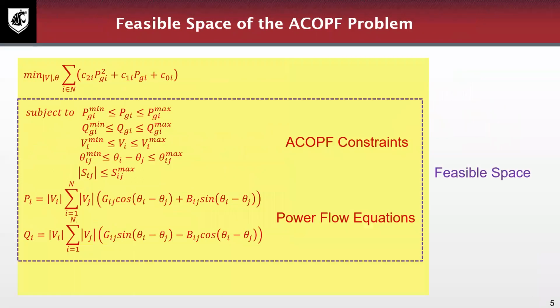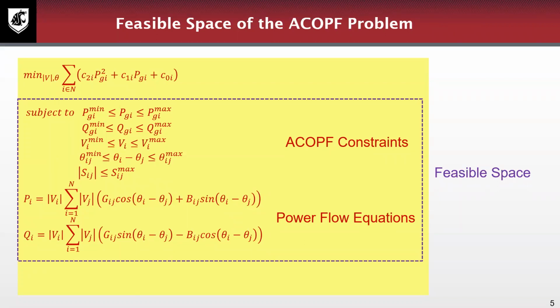In this ACOPF problem, what I mean by the feasible space is this: we have 3 things. One is the objective, which we try to minimize. We have a set of operational constraints, and we have a set of power flow equations. The set of power flow equations along with the operational constraints, we denote this whole space as the feasible space of the ACOPF problem.